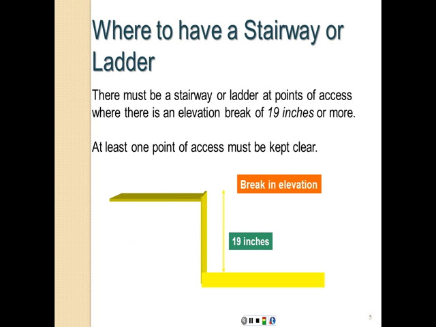Where should we have stairways or ladders? There must be a stairway or ladder at points of access where there's an elevation break of 19 inches or more. At least one point of access must be kept clear. So this is the minimum requirement here. If you have a difference in elevation of 19 inches or more, you must have a step. You must have a stairway or a ladder leading to that difference in elevation.